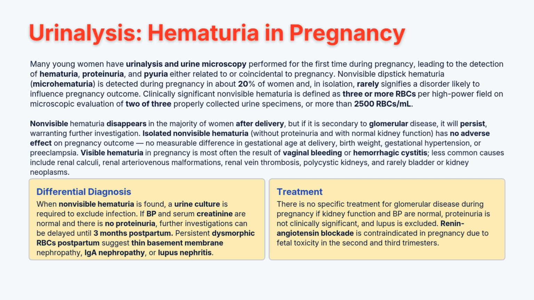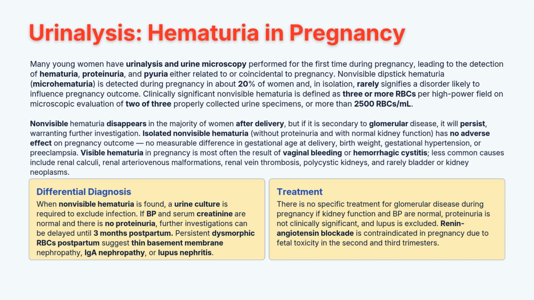Persistent hematuria after pregnancy may suggest an underlying glomerular disease, such as thin basement membrane disease, IgA nephropathy, or lupus nephritis. Visible hematuria during pregnancy is less common and may result from hemorrhagic cystitis, vaginal bleeding, kidney stones, renal vein thrombosis, arteriovenous malformations, or even, rarely, kidney or bladder tumors. Treatment depends on the underlying cause.